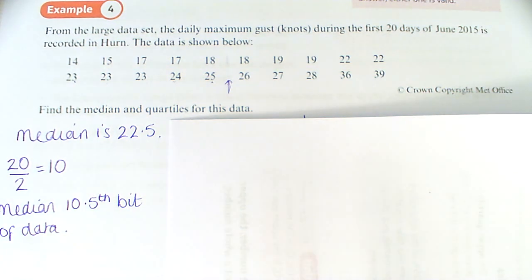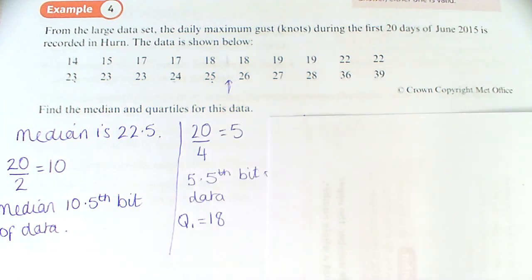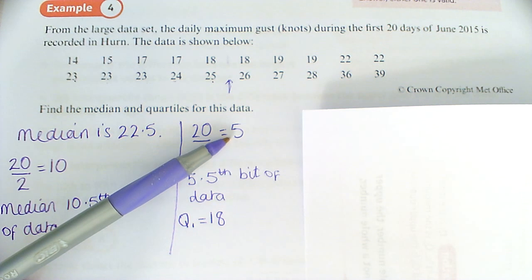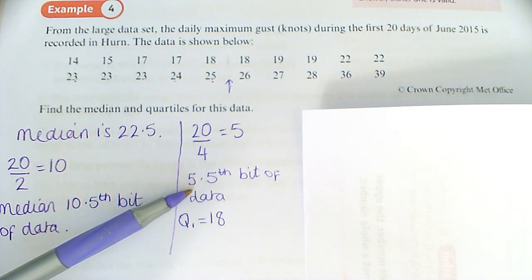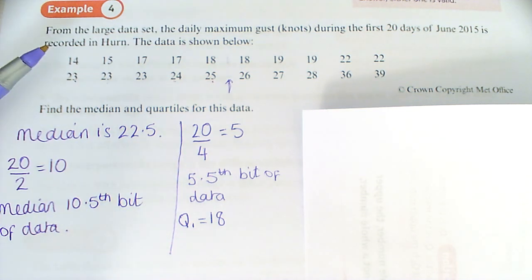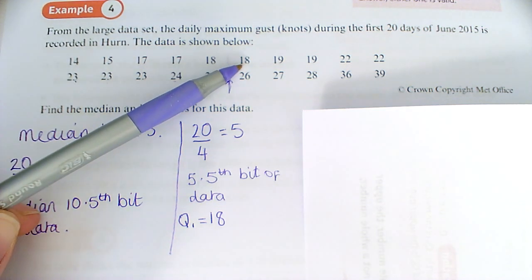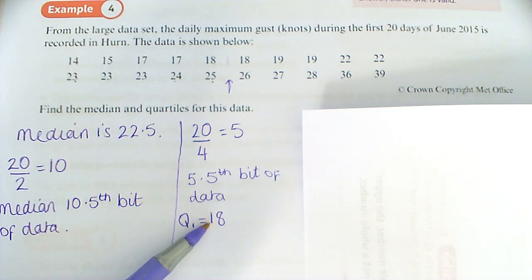Then for the lower quartile, we would do 20 divided by 4. It gives us 5, which is a whole number. Therefore, we're not looking for the 5th bit of data. We are looking for the 5.5th bit of data, the bit of data that is halfway between the 5th and the 6th bit of data. If I count this correctly, we've got 1, 2, 3, 4, 5, and then the 6th, and halfway between 18 and 18 is still 18.